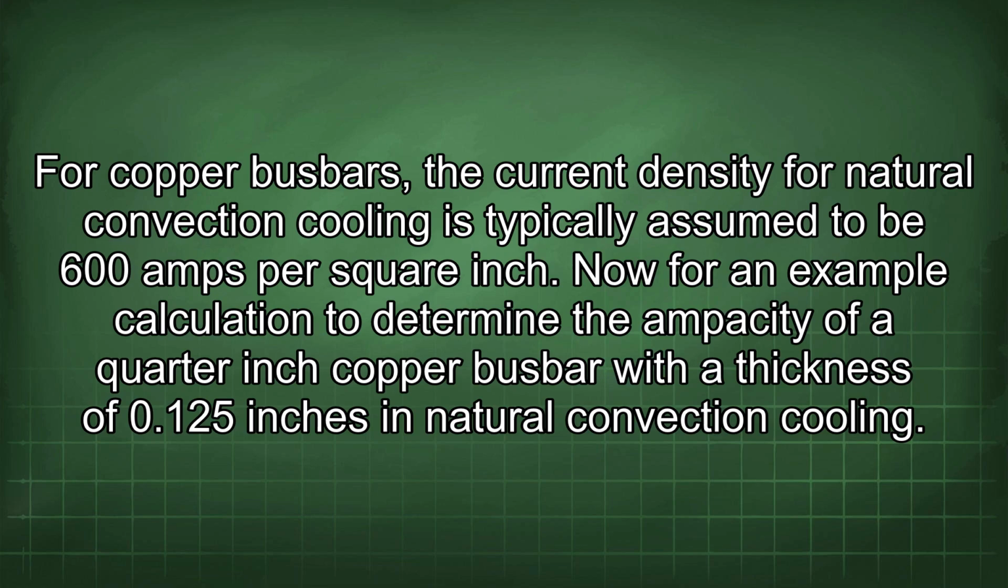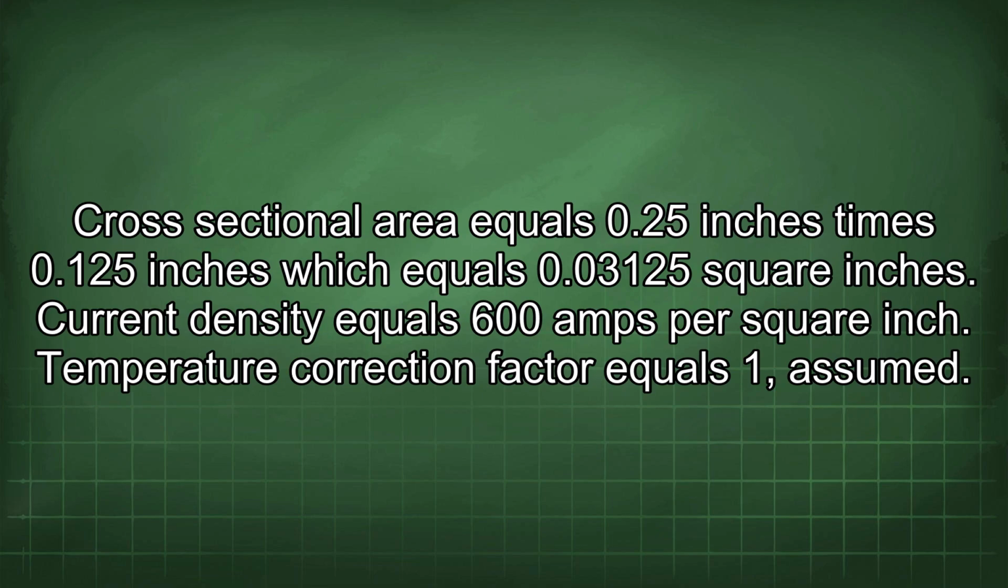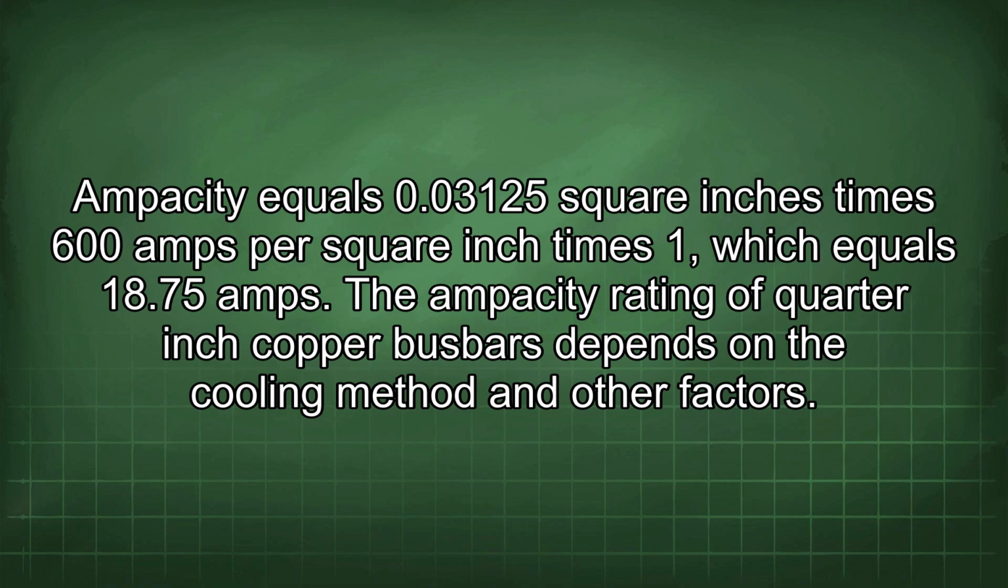Now for an example calculation to determine the ampacity of a quarter-inch copper busbar with a thickness of 0.125 inches in natural convection cooling. Cross-sectional area equals 0.25 inches times 0.125 inches, which equals 0.3125 square inches. Current density equals 600 amps per square inch. Temperature correction factor equals 1, assumed. Ampacity equals 0.3125 square inches times 600 amps per square inch times 1, which equals 18.75 amps.